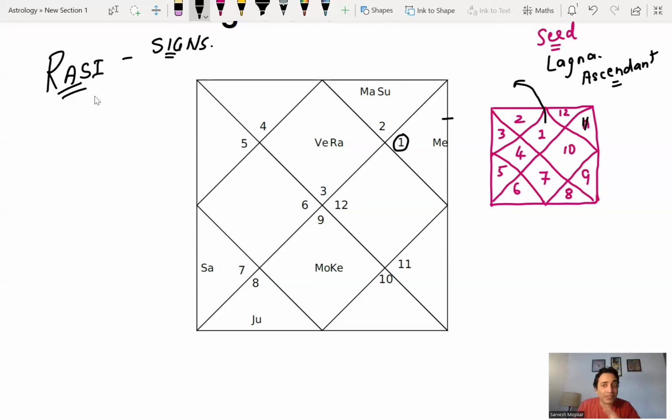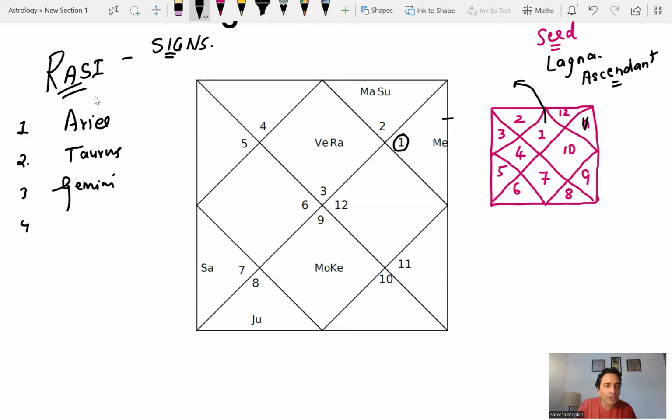All right. So these are the common parts. So the first sign is Aries, also called Mesh. I'll not write it, I'll just say it. The second zodiac sign is Taurus, also called Vrish or Vrishabha. The third sign is Gemini. You can also pronounce it as Gemini, Mithun Rashi.